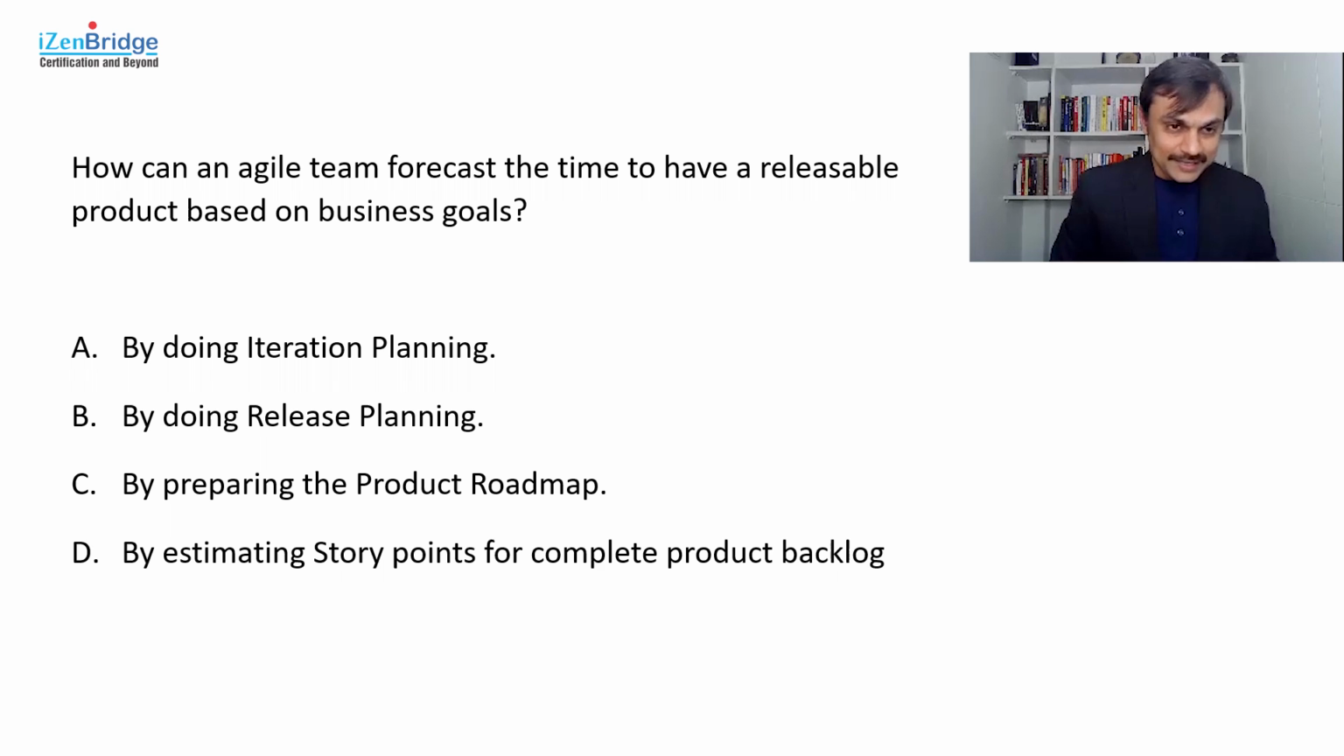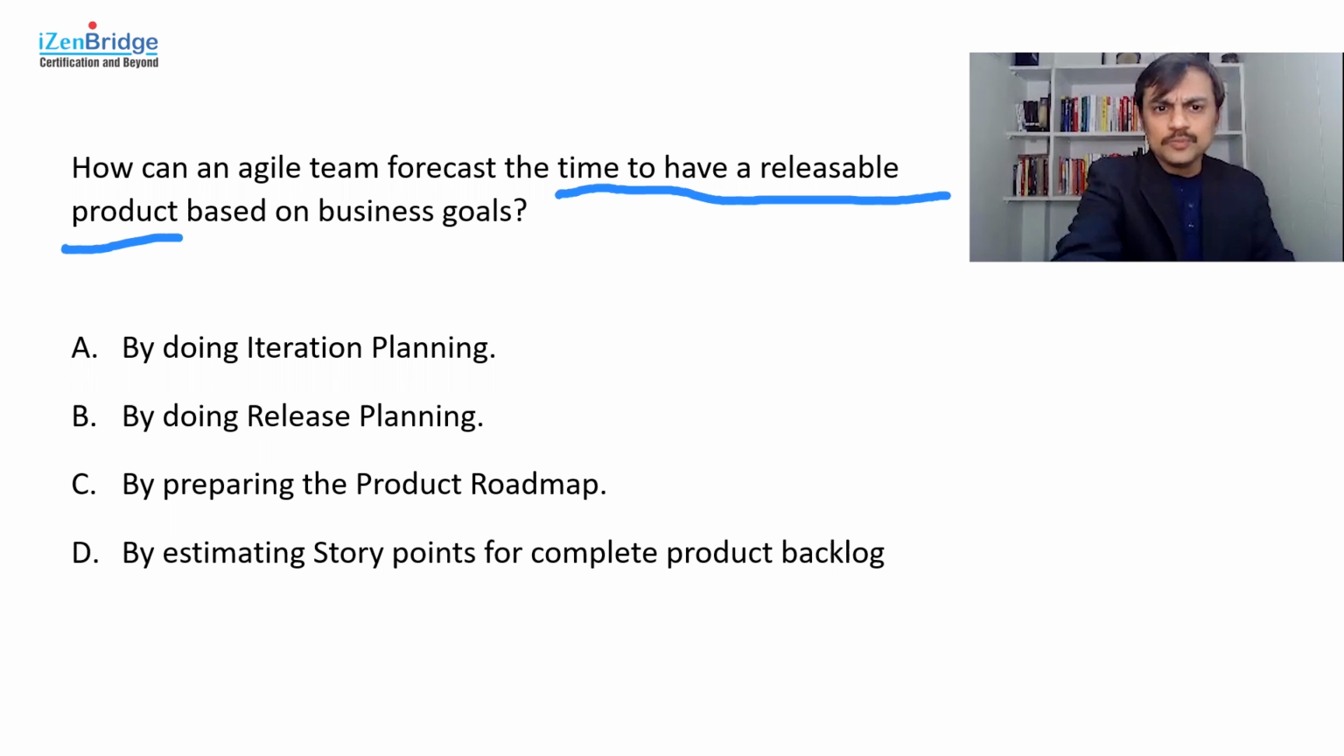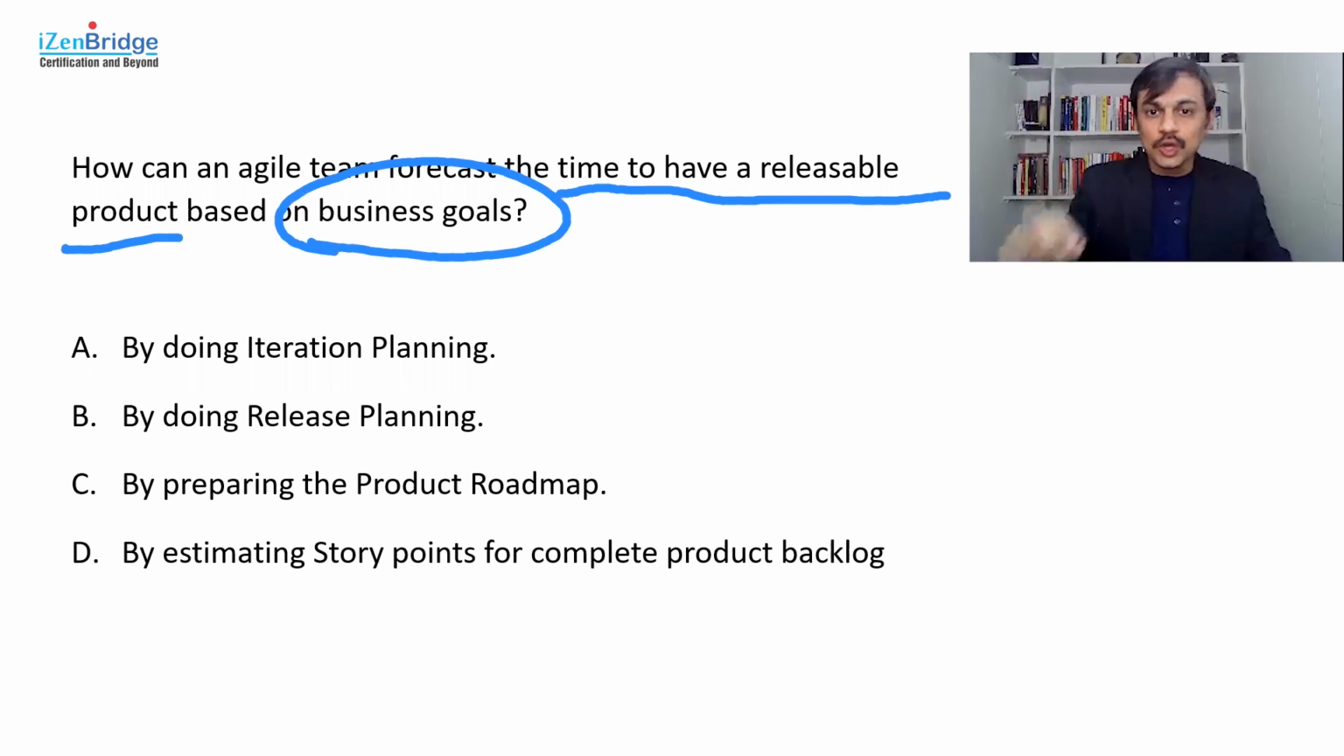So let me share my idea. How can an agile team forecast the time to have a releasable product? So the idea here is I need to forecast a time to have a releasable product, based on a business goal. The question is not talking about a set of requirements. The question is talking about the business goal. So it is clear the iteration planning is only focusing on a given iteration. So that seems to be not an appropriate option here. So I get away from it.